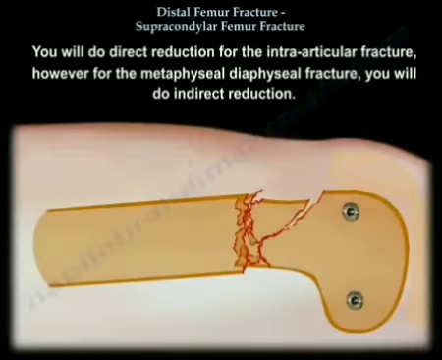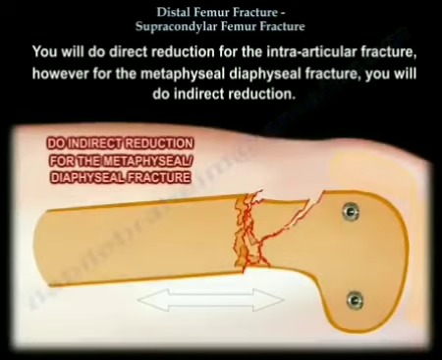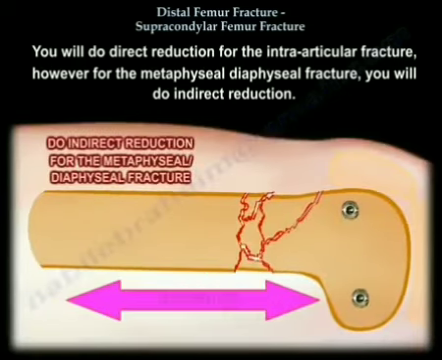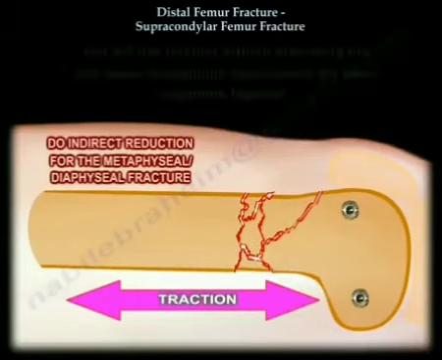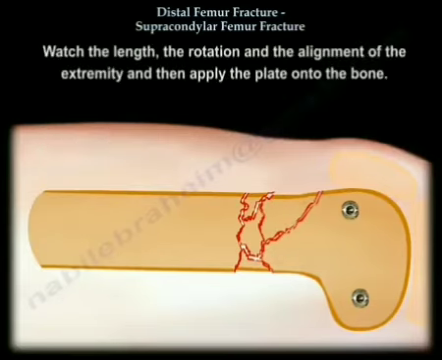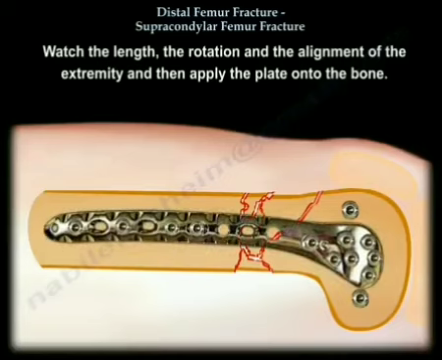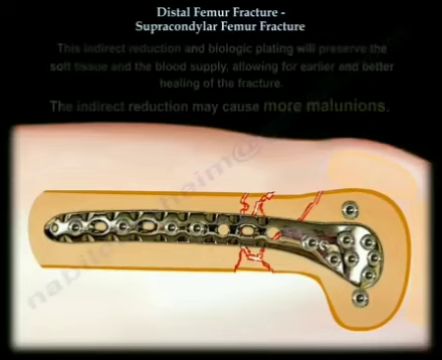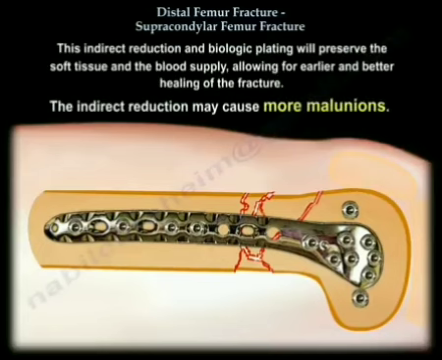However, for the metaphyseal-diaphyseal fracture, which is usually comminuted, you will do indirect reduction. You will use traction without disturbing the soft tissue to align and approximate the bony fragments together. Watch the length, the rotation, and the alignment of the extremity, and then apply the plate onto the bone. This indirect reduction and biologic plating will preserve the soft tissue and the blood supply, allowing for earlier and better healing of the fracture.